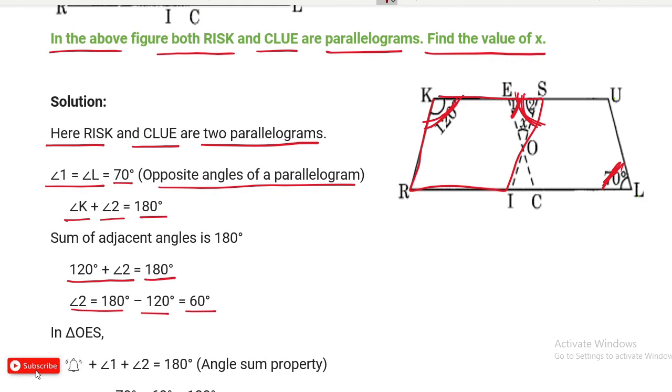Now here it creates a triangle. Which triangle? EOS.